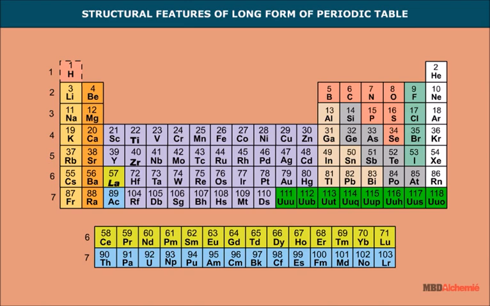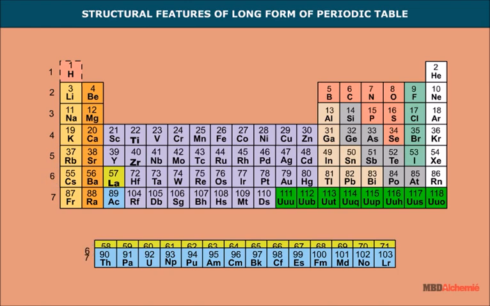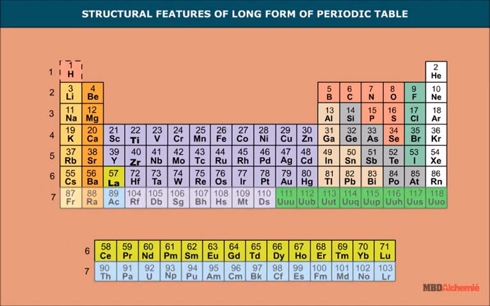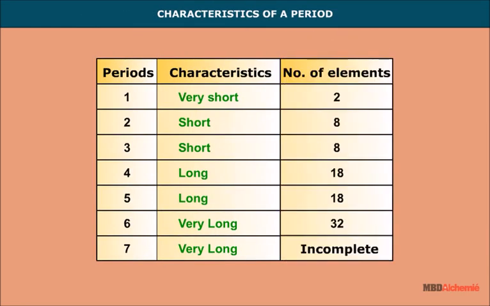Fifth period consists of 18 elements, rubidium to xenon. Sixth period consists of 32 elements, cesium to radon. Seventh period consists of 32 elements, francium to lawrencium. Let us know the number of elements in each period of the periodic table.